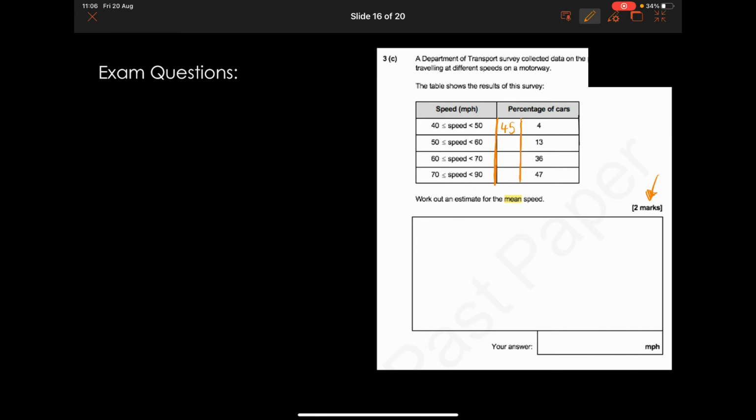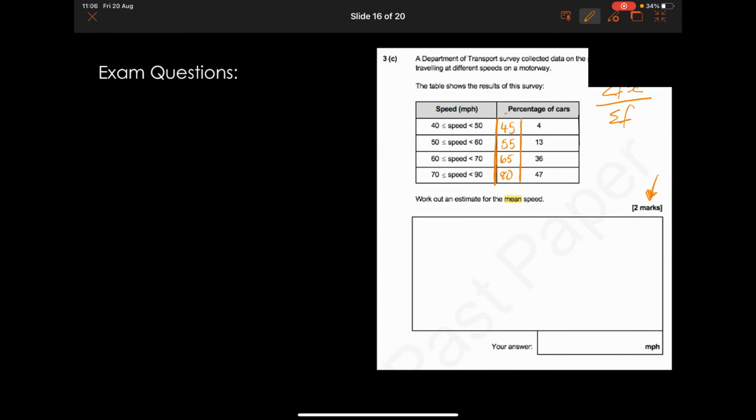Between 50 and 60, it's 55. Between 60 and 70, it's 65. And then between 70 and 90, it's 80. Right the way in the middle of that is 80. Okay? And what we need to do now is, if you remember, we have to use this formula. The sum of fx divided by the sum of f.